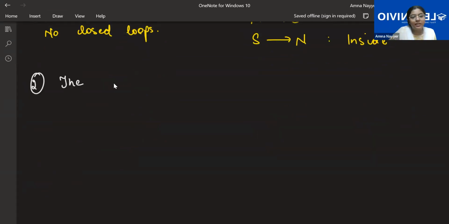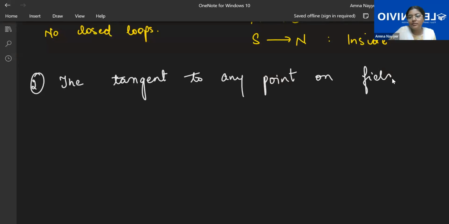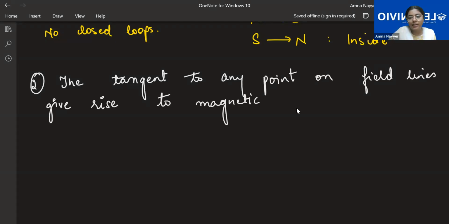That the tangent to magnetic field lines at any point on the field lines gives rise to the magnetic field. Like in electric field, we had the same thing, magnetic.